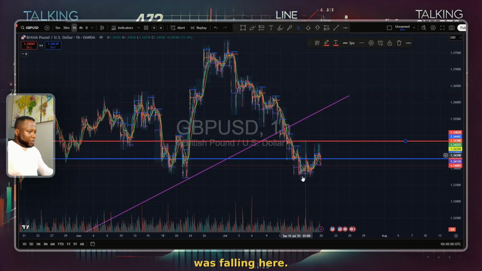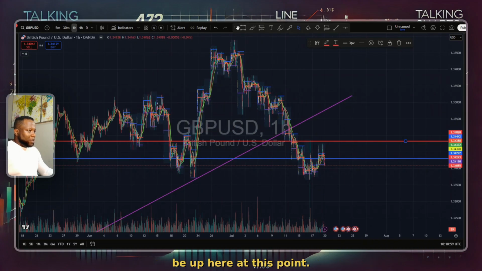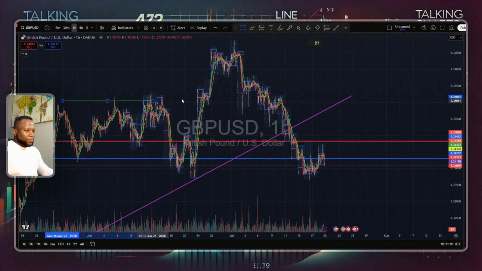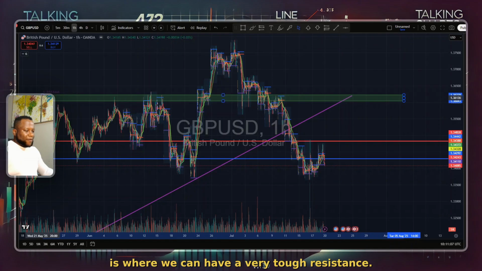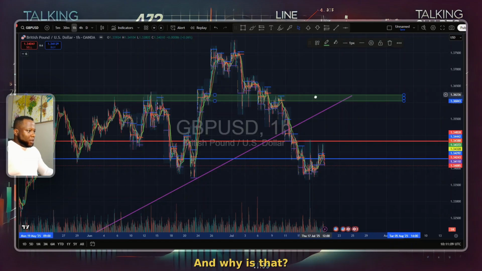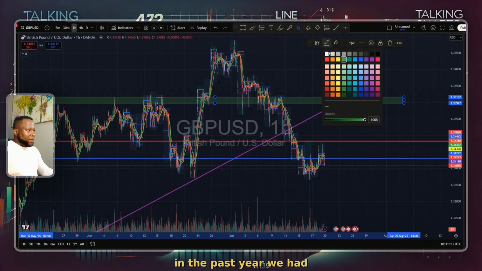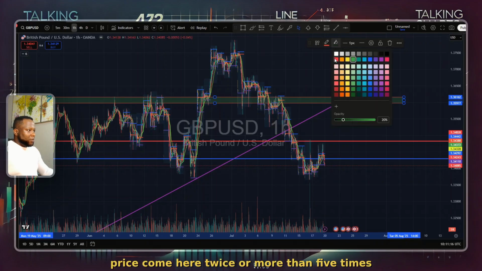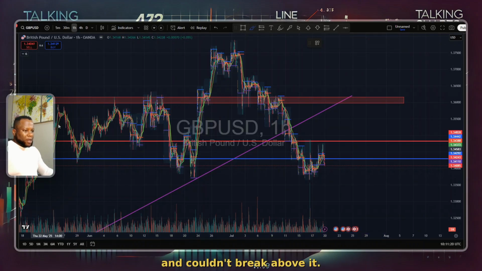Price was falling here and broke the downtrend. We tested this 2 times, 1, 2, and that didn't go through. But the most important resistance is going to be up here at this point. To me, it would be 136.04. This is where we can have a very tough resistance. And why is that? If you look at the past year, we had price come here more than 5 times and couldn't break above it, right?